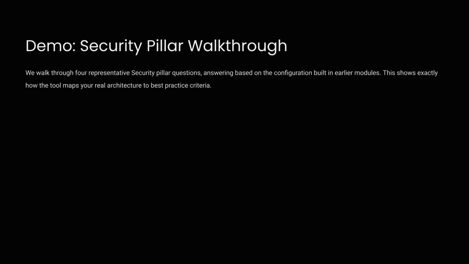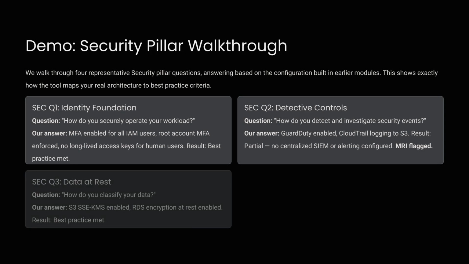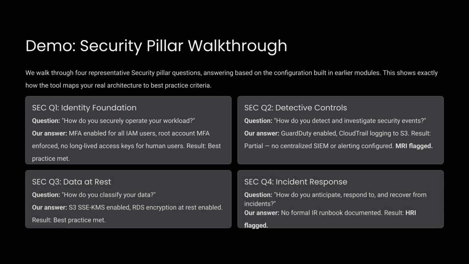The security pillar walkthrough addresses identity foundation, detective controls, data at rest, and incident response. For this simulated workload, we see best practices met for identity and data at rest, but a medium-risk item for detective controls and a high-risk item for the lack of a formal incident response runbook.